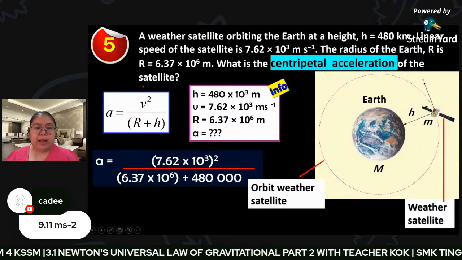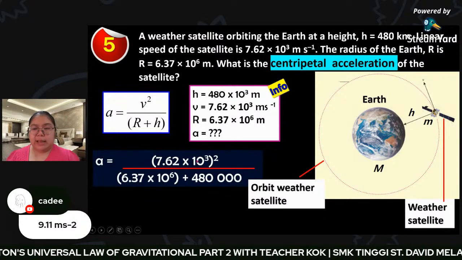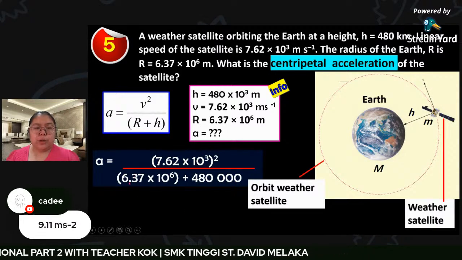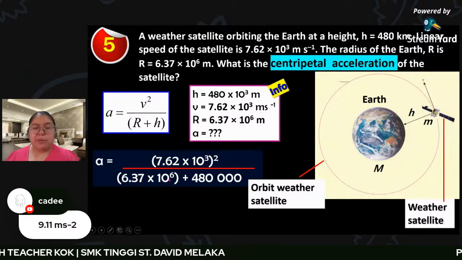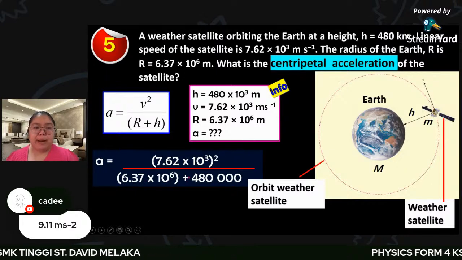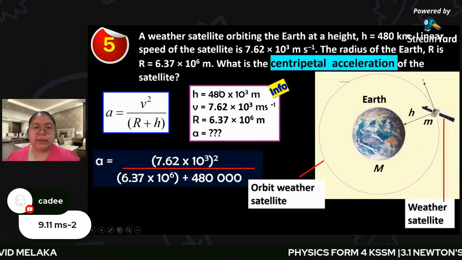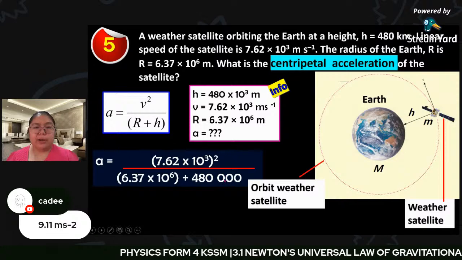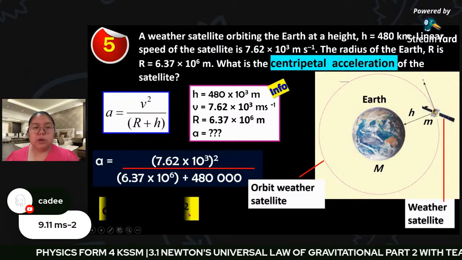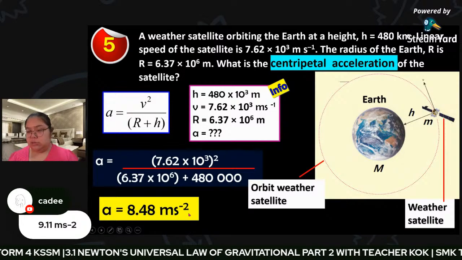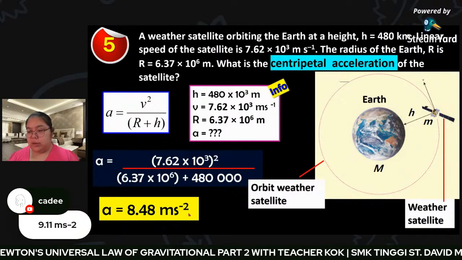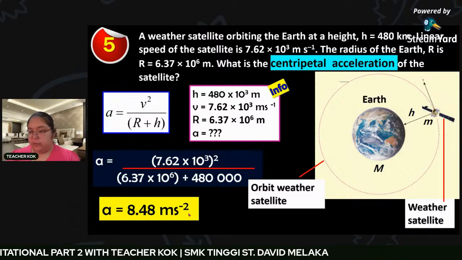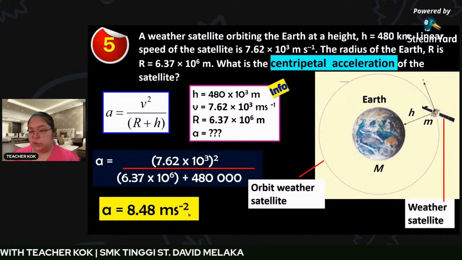We just apply 7.62 times 10 to the power of 3. After that, we square it. Then the bottom one should be 6.37 times 10 to the power of 6. This is the radius. Plus, remember, the height is 480, then you put 3 zeros behind because it is in kilometers. The final answer: oh yeah, it's wrong for KD. How come 9.11? The answer from Jian is correct, just the unit.